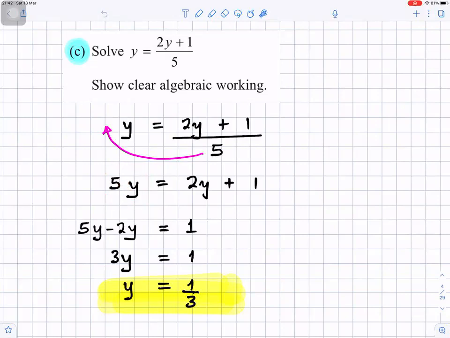You want to put all the y to one side. So you take plus 2y to the left. It becomes minus 2y. So 5y minus 2y is 3y is equal to 1. It's 3 times y. So you take times 3 to the right, it becomes divided by 3. So y is equal to 1 divided by 3, or 1/3.